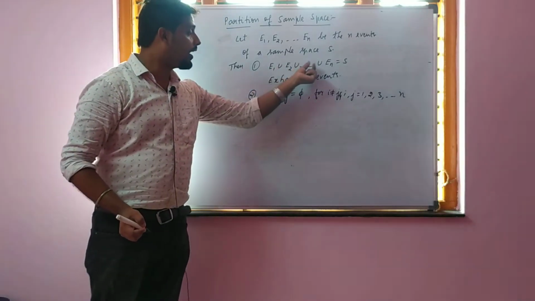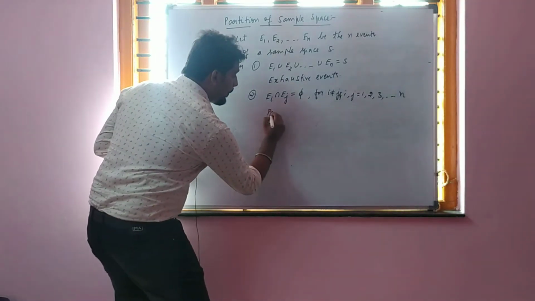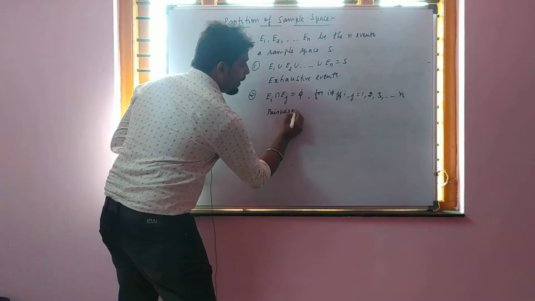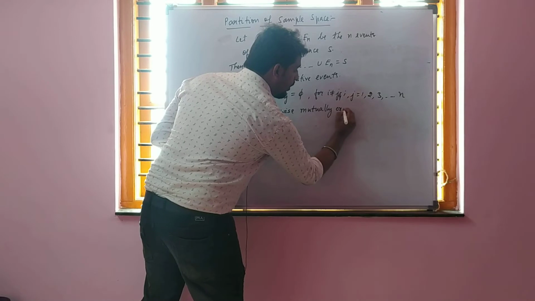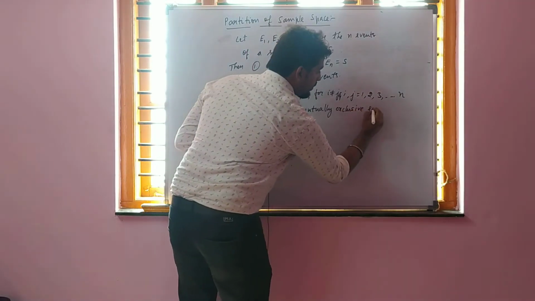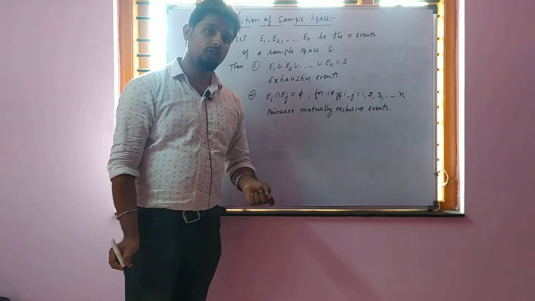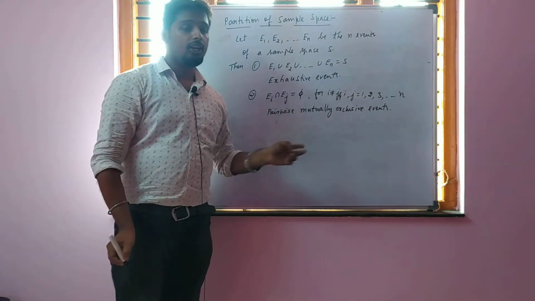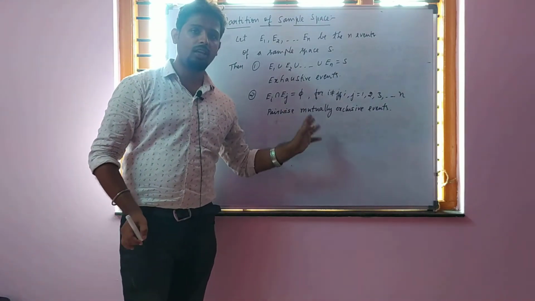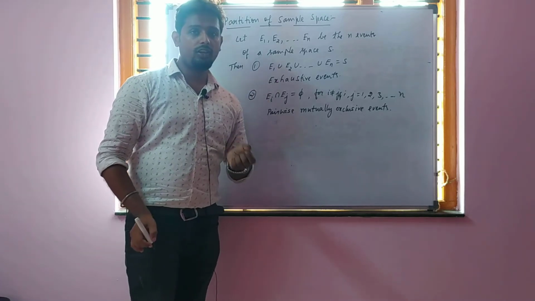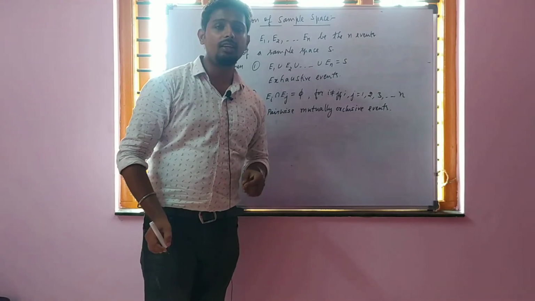Similarly, I call the first set of events exhaustive events, and this second condition is called pairwise mutually exclusive events. Yes, students, you are right. It is pairwise mutually exclusive events, and if you remember in sets, you called it disjoint sets. There is not much difference, just the name is different. There we call them disjoint events, and here we call them mutually exclusive events. That's all. There is nothing more than that.